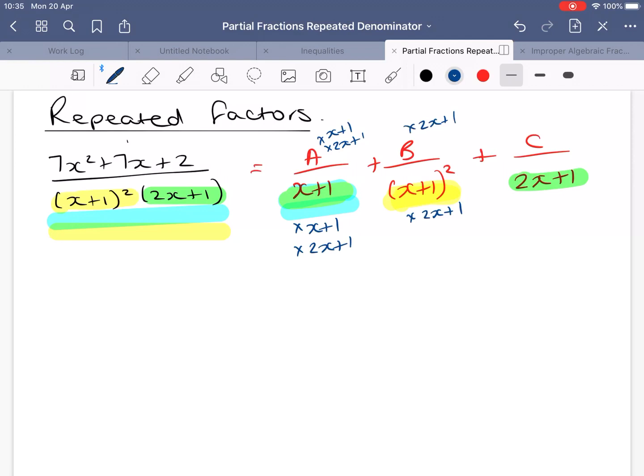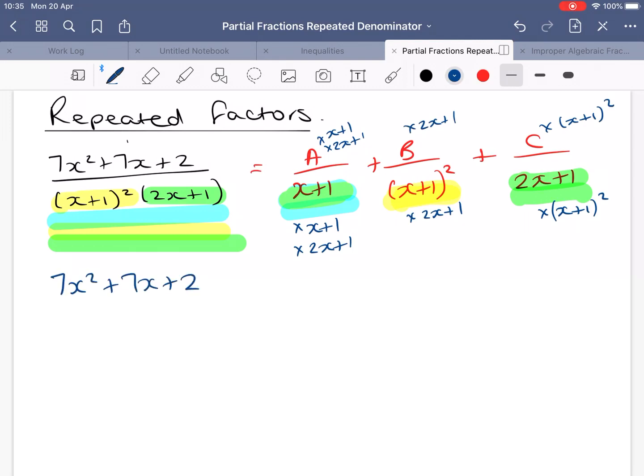And then the final one, so we've got our denominator on the end, we've got to make it the same as this denominator over here. So the only thing I have to do is multiply it by x plus 1 squared. Okay, and now we go to this next line where we don't bother writing any denominators anymore because we can cancel through. And so we have the line 7x squared plus 7x plus 2 is equal to a times x plus 1 and 2x plus 1. We've got our b times the 2x plus 1, and we've got the c times the x plus 1 squared.